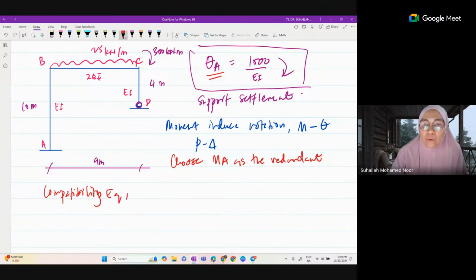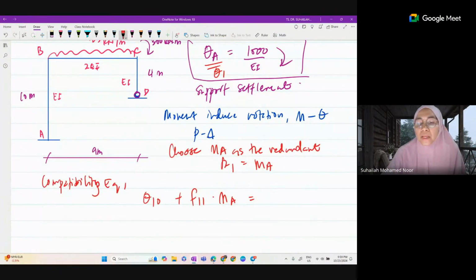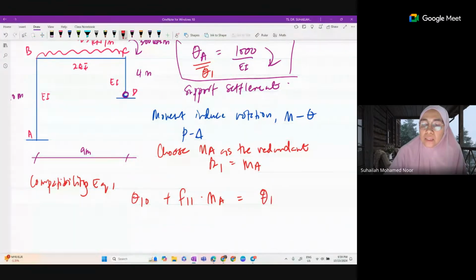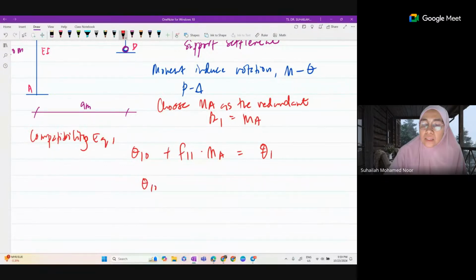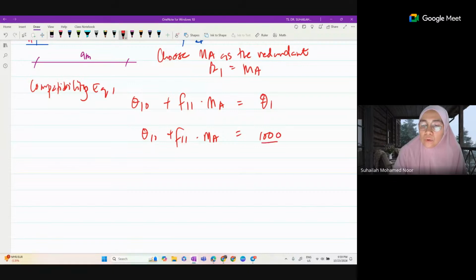By choosing this, we can write the compatibility equation in standard form. Remember, R1 is equal to M A. So we have theta 1 plus F11 times moment at A as the redundant, and this is theta A. So theta 1 plus F11 times M A is equal to the rotation given at A. It is 1000 over EI. It is not equal to 0.